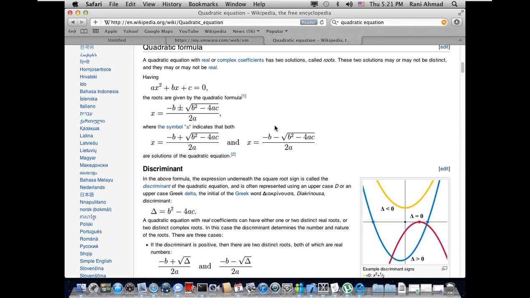Now if this is negative, this means the discriminant. If it's negative, this means no solution in real life. However, there is something called complex numbers, and that deals with the negative root. The negative root is like, what's the number that you will multiply by itself to give you that negative number. And this is impossible.